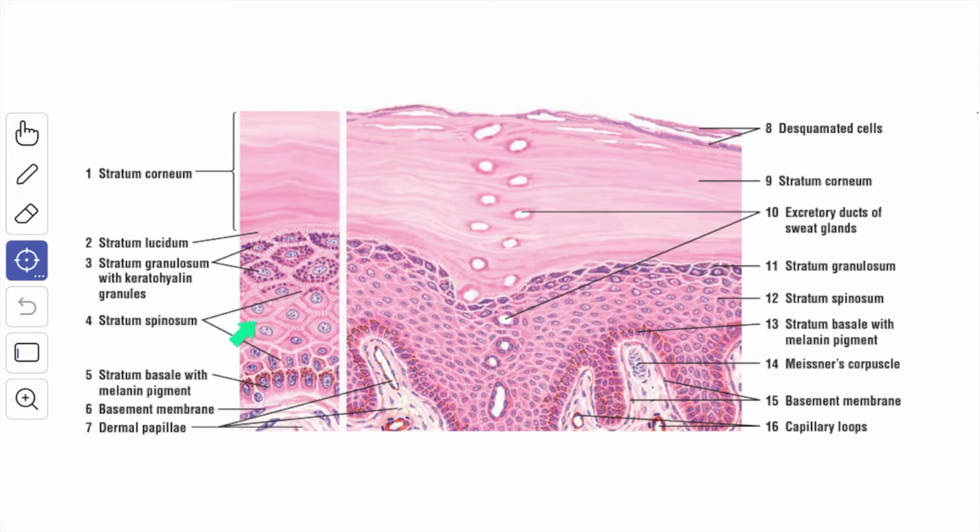Next layer is the stratum spinosum. So this is the stratum spinosum. The stratum spinosum is the next layer above the basal layer. The stratum spinosum consists of several layers of polygonal cells and this layer is also known as the Malpighian layer.